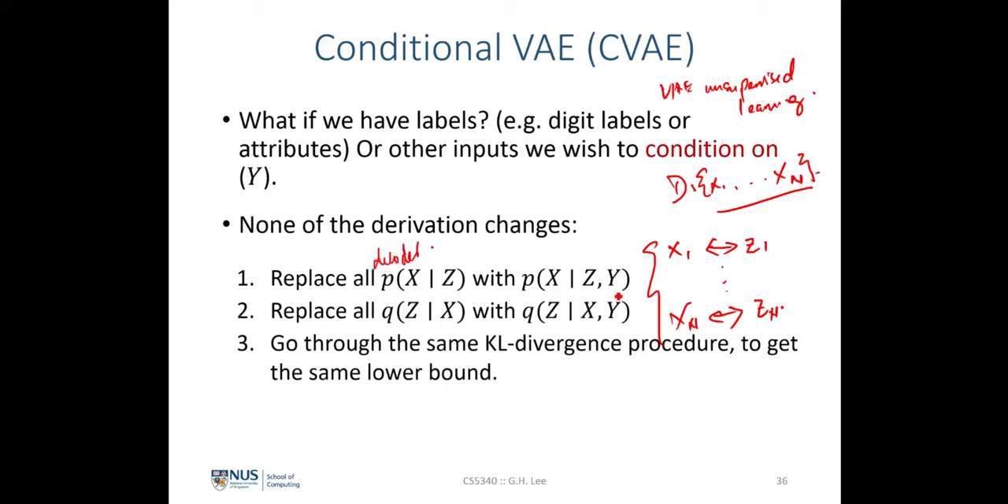That means that we are conditioning it upon the y over here, which is the label that we have for the inputs of x. And similarly, we should also replace the encoder, where it's originally q of z conditional upon x, with q of z conditional upon x and y, where y here is also the label that we have. So this label here will correspond to the particular latent code or final latent space that we want. And finally, we'll go through the same KL divergence procedure to get the same lower bound, minimizing the reconstruction loss as well as the KL divergence loss for the latent space.